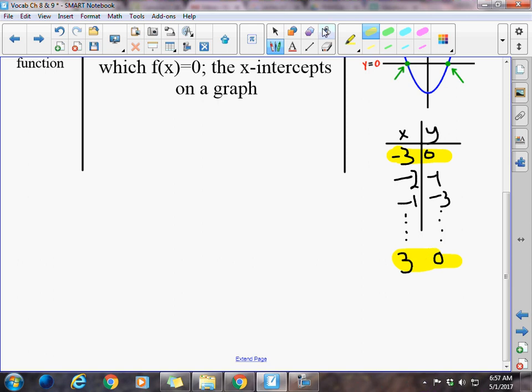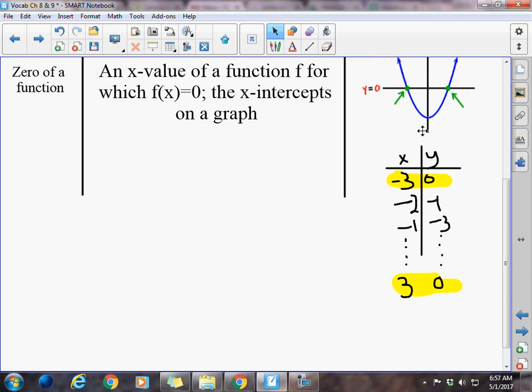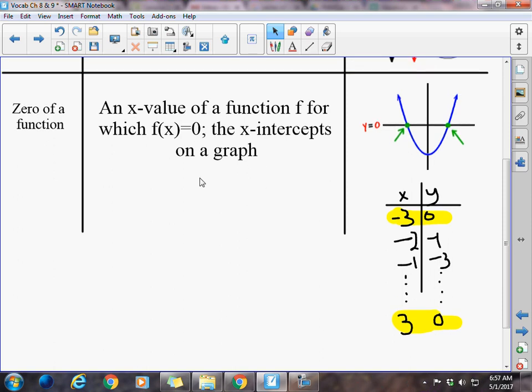So you can find them from a table, you can find them from a graph, and you can find them mathematically by putting in 0 for y and solving a quadratic. One of the ways we've learned how to solve a quadratic. Okay, hit pause if you need to.